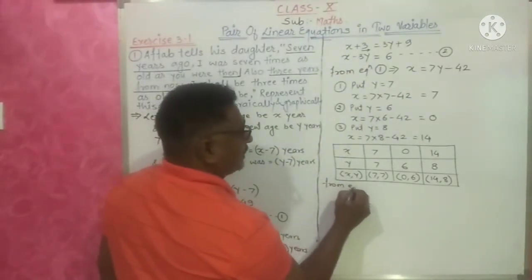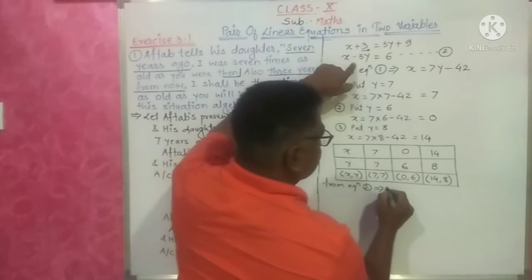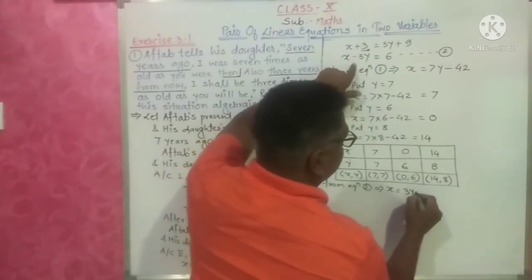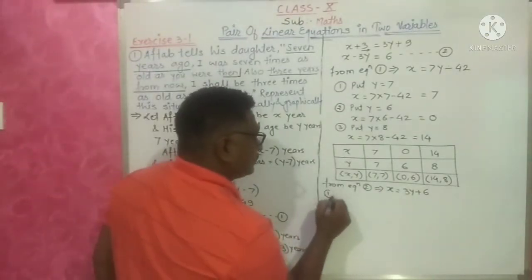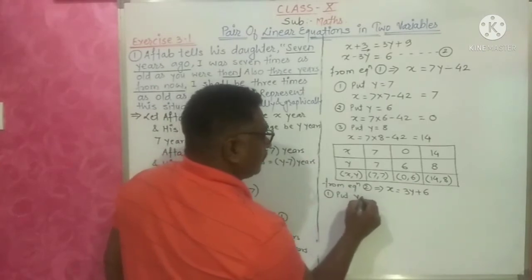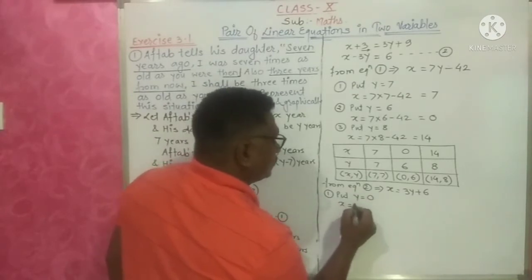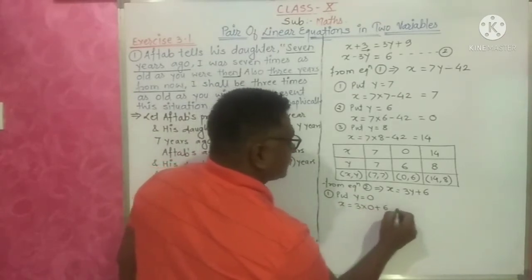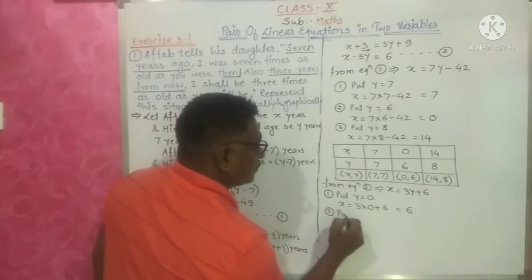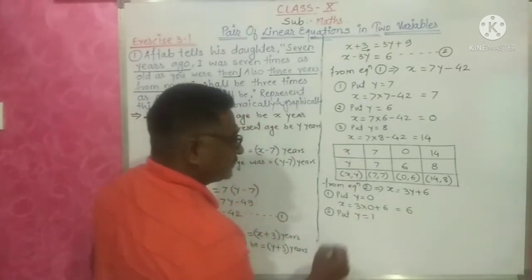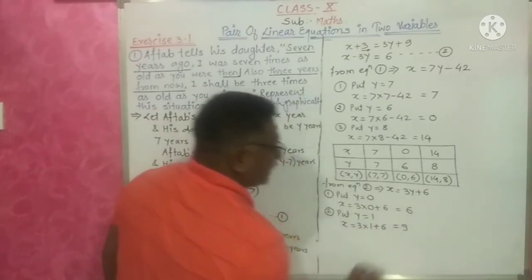So from equation 2, here also same, x equals to 3y plus 6. First put y equals to 0. So what will we get? X equals to 3 into 0 plus 6. What will we get? 6. Second, put y equals to 1. So x equals to 3 into 1 plus 6. So what will we get? 9.